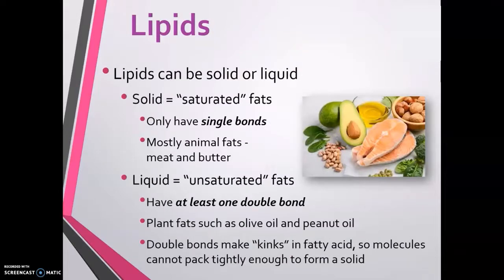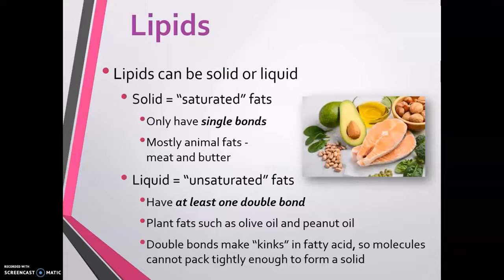Lipids can be found in either the solid form or the liquid form, and we classify them based on if they're solid or liquid. A solid lipid is known as a saturated fat. A saturated fat is saturated with hydrogens. It has all single bonds between its carbon and hydrogens. It does not have any double bonds between carbons, so every carbon is saturated with the maximum number of hydrogens. That makes it a solid at room temperature, and that would include things like the fat that's found in meat or butter. Most of those animal fats are saturated fats. These are the unhealthy fats. You don't want to eat too many of them.